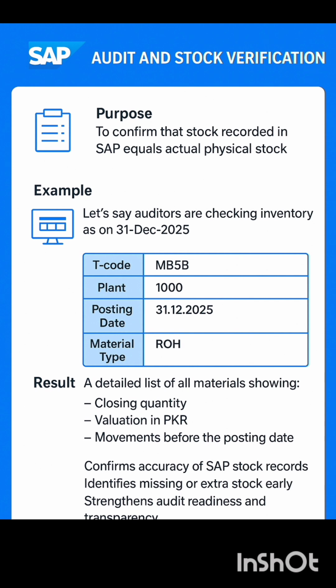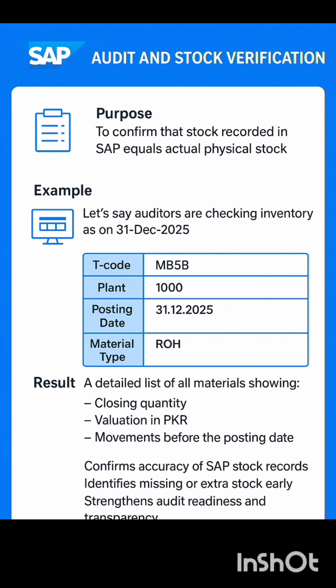Another use of MB5B is audit and stock verification. It is used to confirm that stock recorded in SAP equals actual physical stock. Let's say auditors are checking inventory as on 31st December 2025. They use the transaction MB5B on plant 1000 for the posting date 31st of December. So in result, a detailed list of materials will be shown, like closing quantity, valuation in PKR, movements before the posting date. So it confirms accuracy of SAP stock records, identifies missing or extra stocks early, and strengthens audit readiness and transparency.